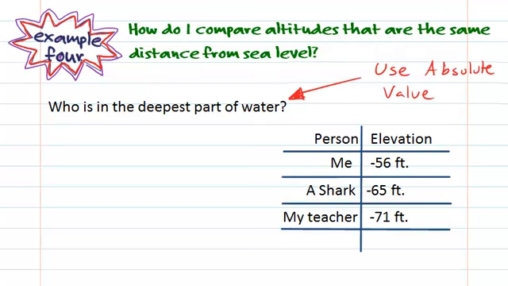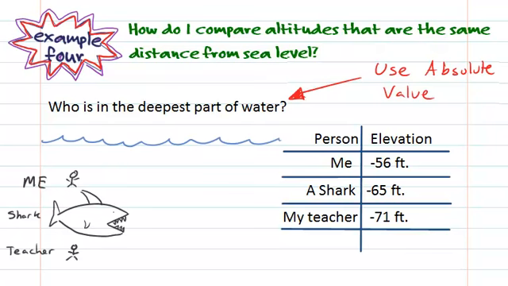An absolute value tells us the distance a number is from 0, and if I take the absolute value of the depths of these people, then that will tell me how far below sea level each item is. First, I'm 56 feet below sea level, because the absolute value of my elevation is 56. The shark is 65 feet below sea level because the absolute value of the shark's elevation is 65.